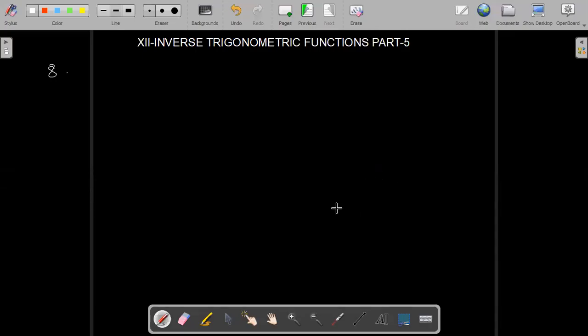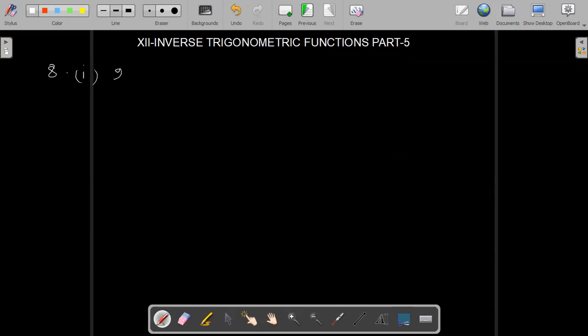So we were doing properties of inverse trigonometric functions. 7 properties we have done. Now property number 8. This is derived from sin 2 theta, which is 2 sin theta cos theta.